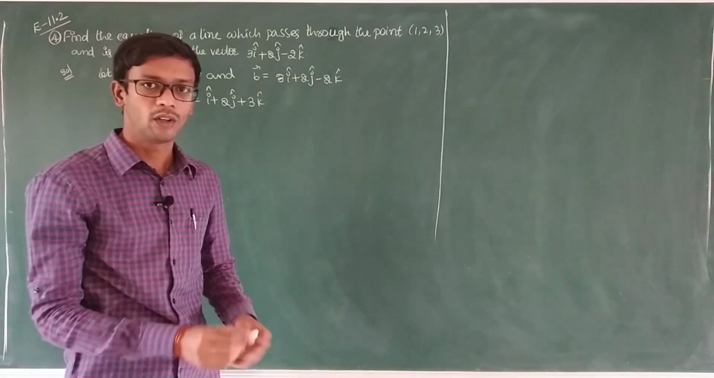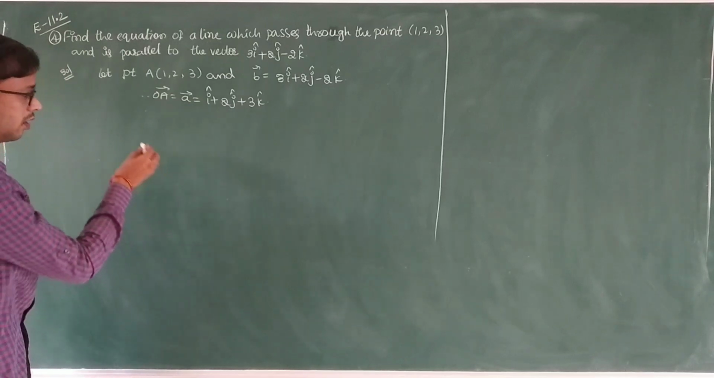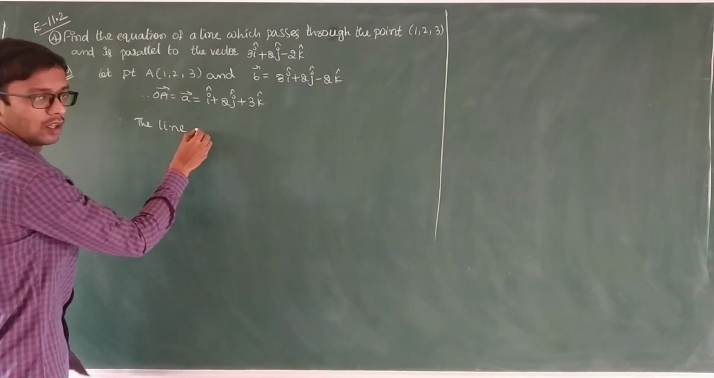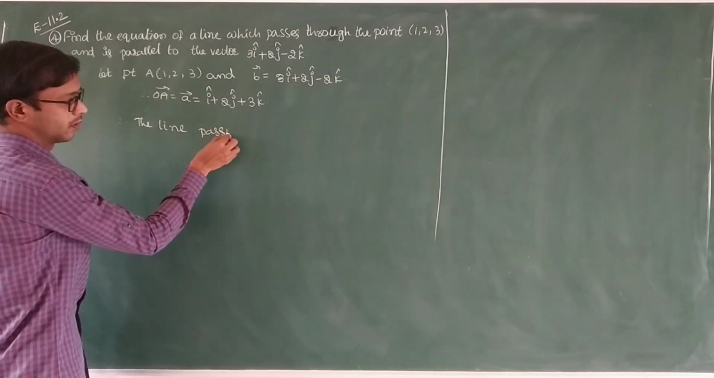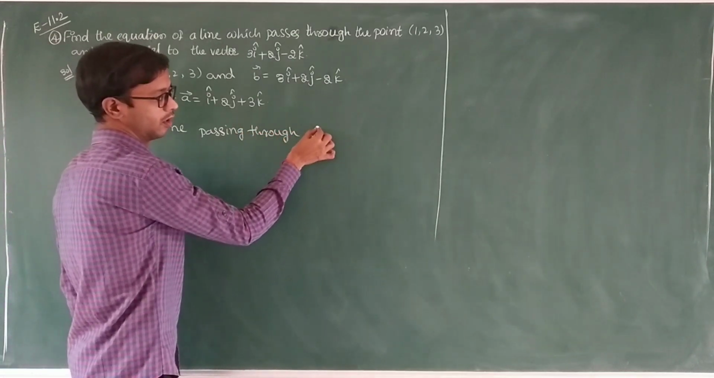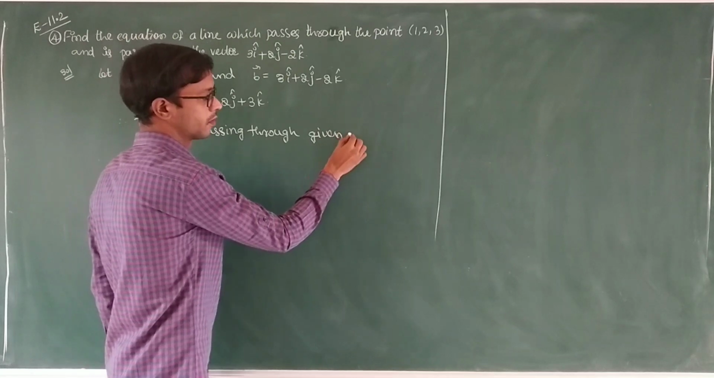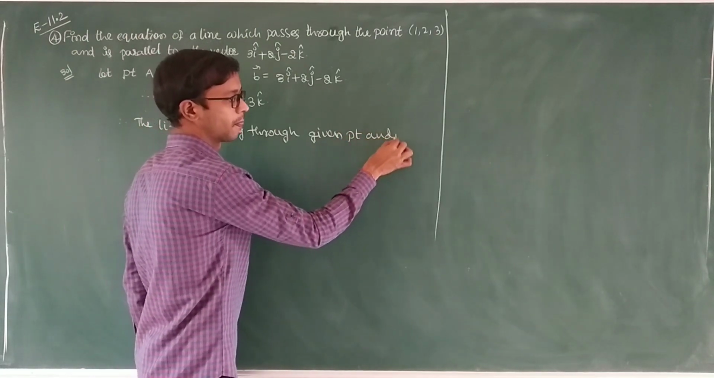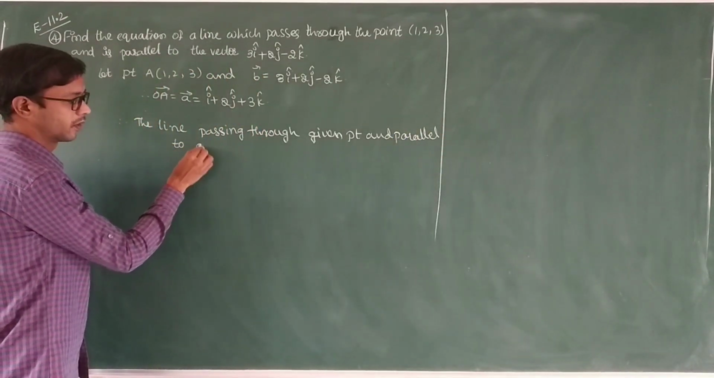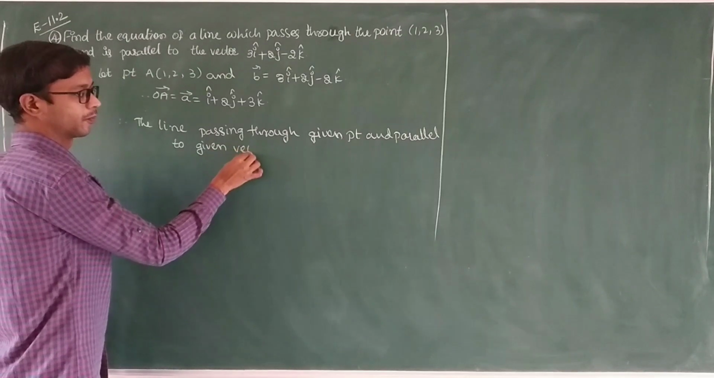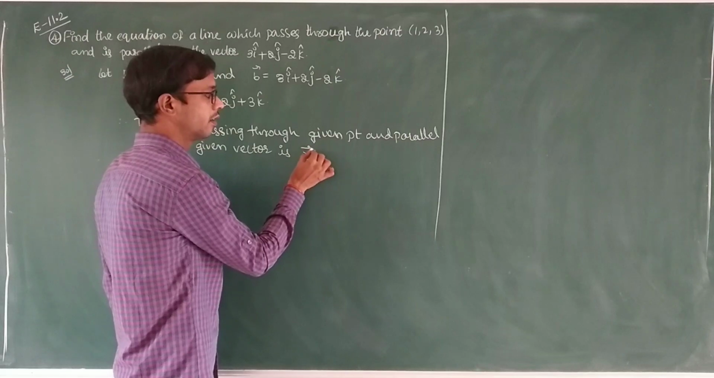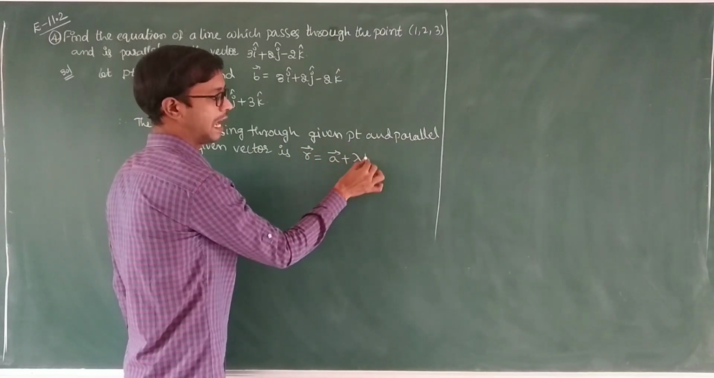So now we know the formula, we know the line equation, that one I write. Therefore, the line passing through the given point and parallel to the given vector B bar is R bar is equal to A bar plus lambda B bar.